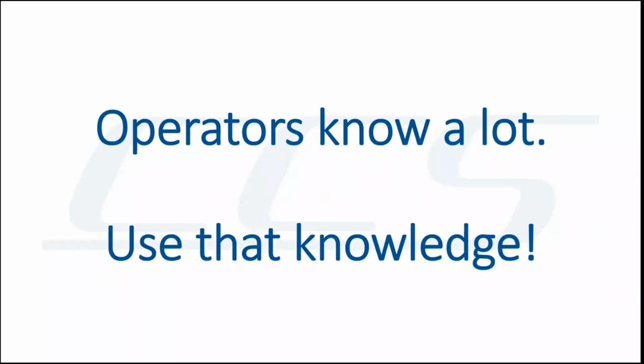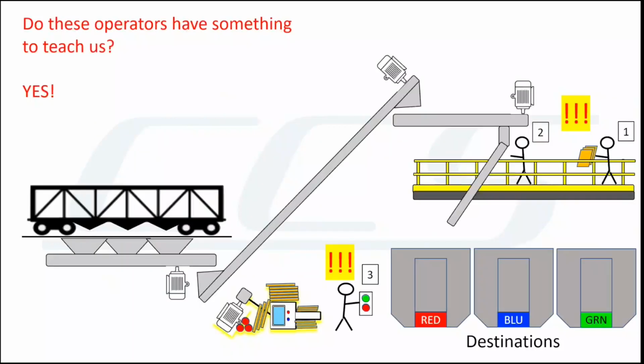So that last section can be summed up as: operators know a lot, use that knowledge. We're talking about these guys, our person one, two, and three. They have something to teach us. They've kind of defaulted to this way that works for them. And we need to learn from them and work in a cohesive manner to be able to provide a really good solution.